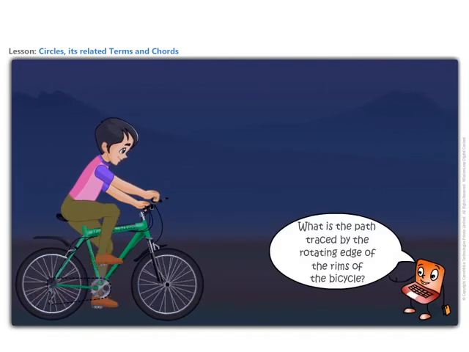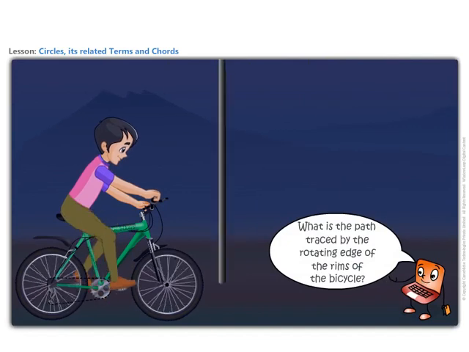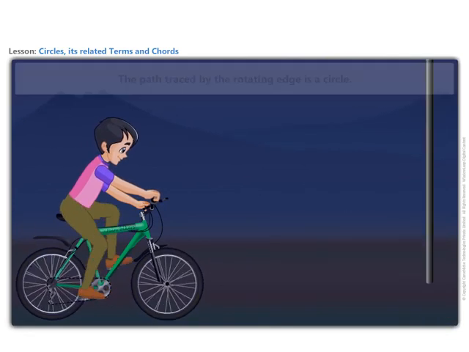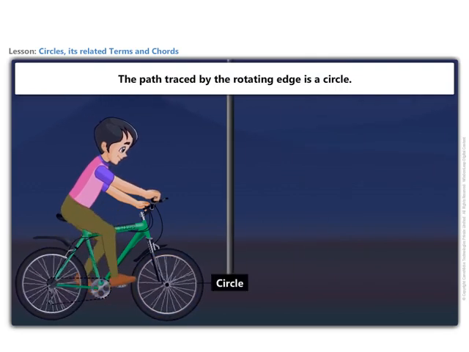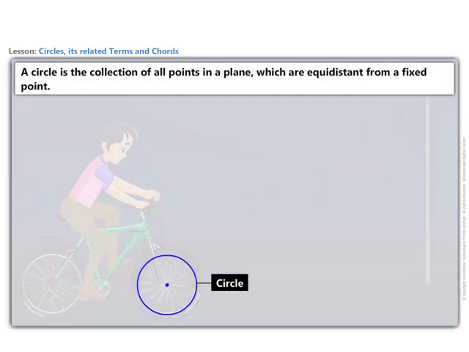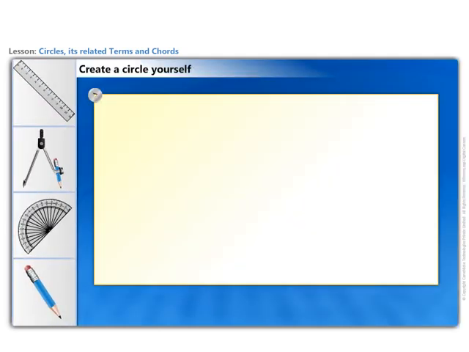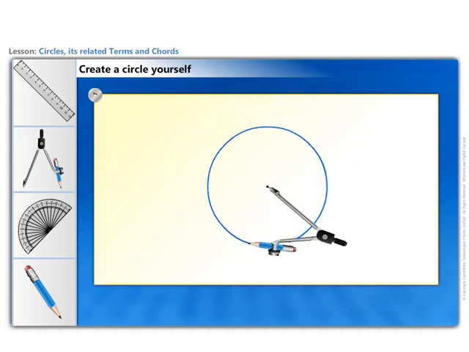What is the path traced by the rotating edge of the rims of the bicycle? The path traced by the rotating edge is a circle. A circle is the collection of all points in a plane which are equidistant from a fixed point. To draw a circle, take a compass with a pencil fixed at one of its ends. Place the pointed leg on a point on a sheet of paper and rotate the other leg through one revolution.